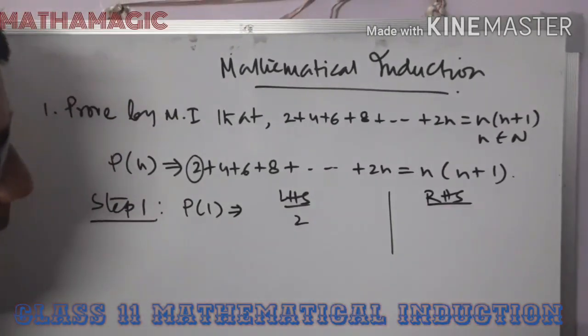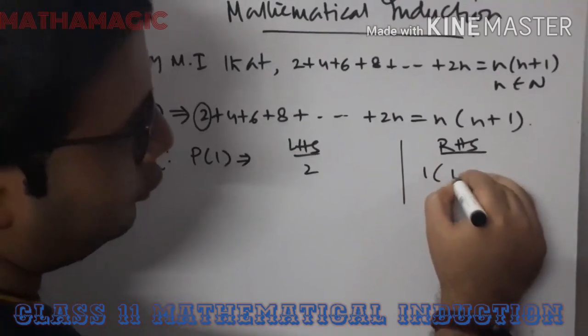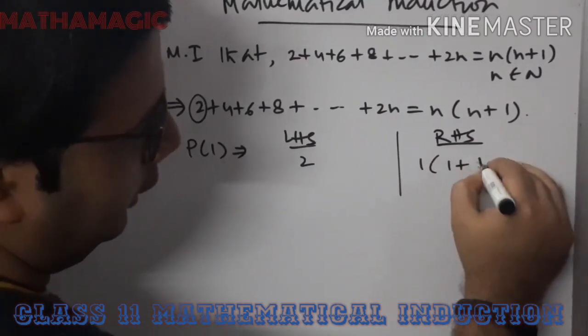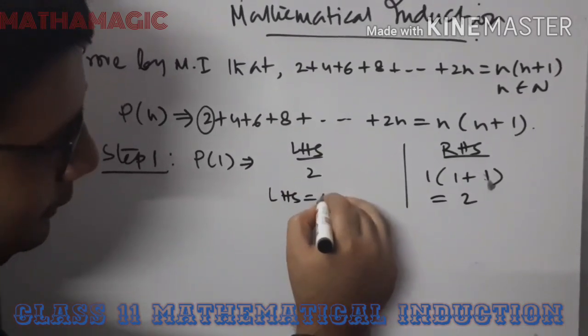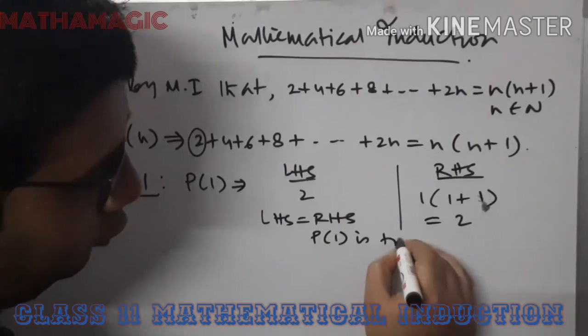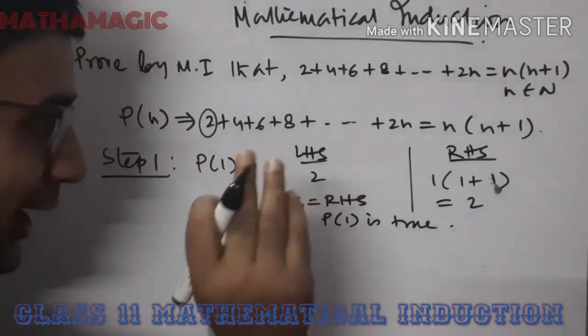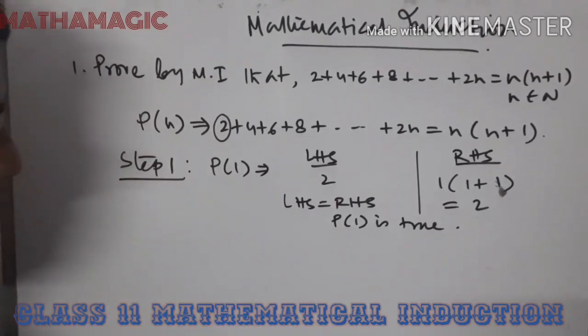Now in case of RHS, we will just simply put the value of n. So it will be 1 into 1 plus 1, that will be 2. So LHS is equal to RHS. Now we can say that P of 1 is true. You need to write it in this format only. So we are done with the first step.